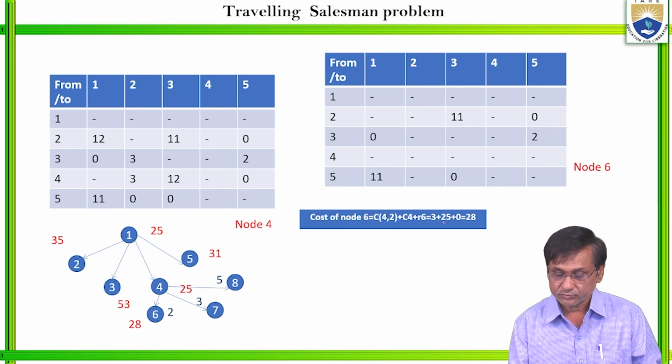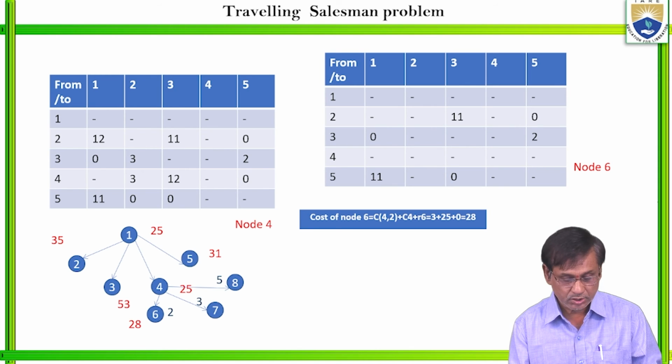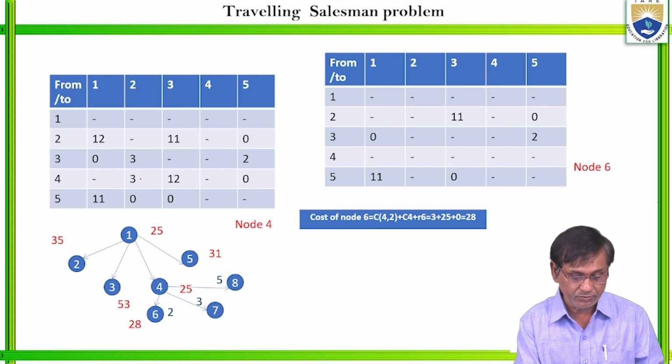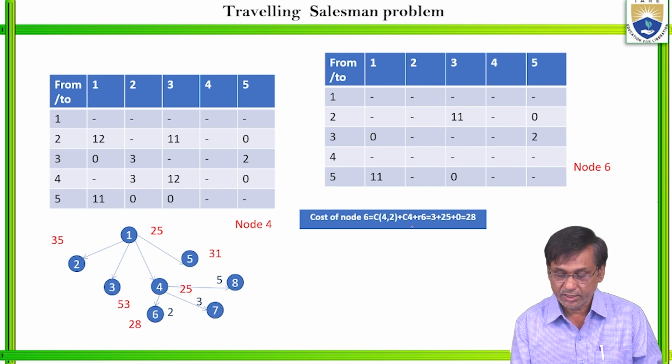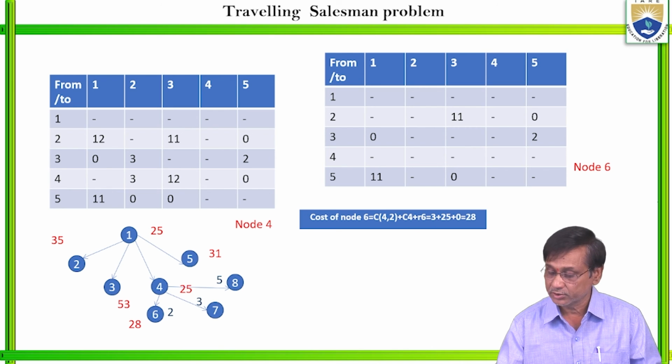C of 42 is where? In the matrix of node 4, we have to see the 4 to 2 entry, that is 3. The C of 4 is 25, and this is 0. So 42 is 3 only. 3 plus 25 plus 0, that is 28. So we calculated the cost corresponding to this one.